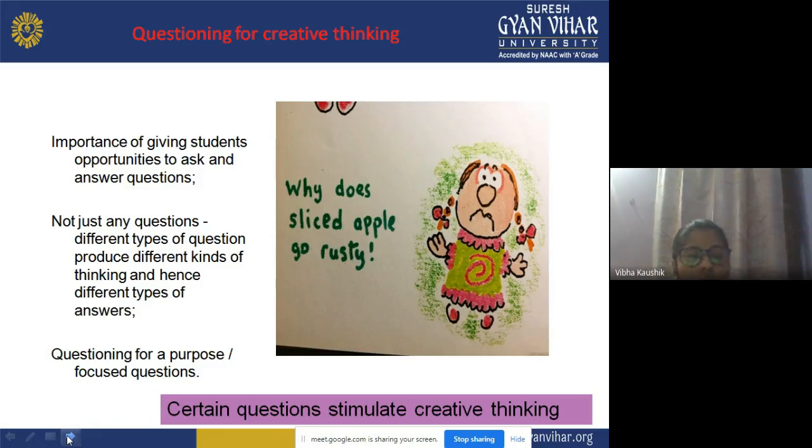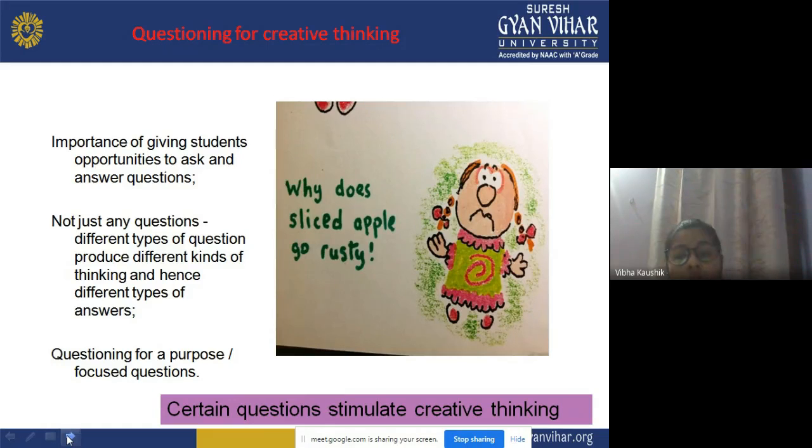Not just any question, but different types of questions. Not that only particular questions will be asked in the teaching learning process. No, you will make students free to ask any question about anything in the teaching learning process. Produce different kinds of thinking and different types of answers. When the classmates produce different types of questions, then different types of answers will also arise.